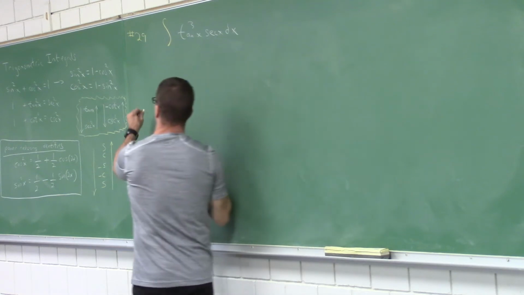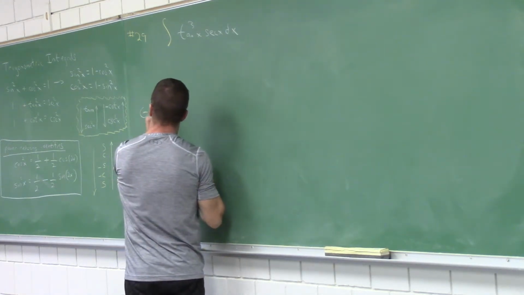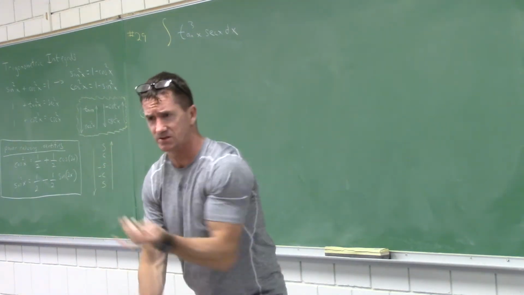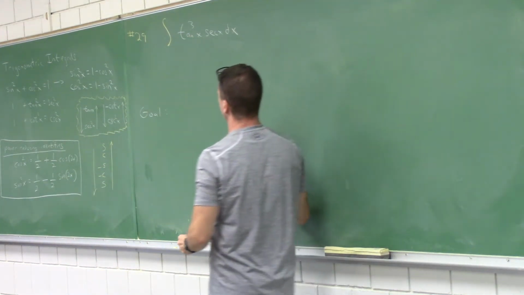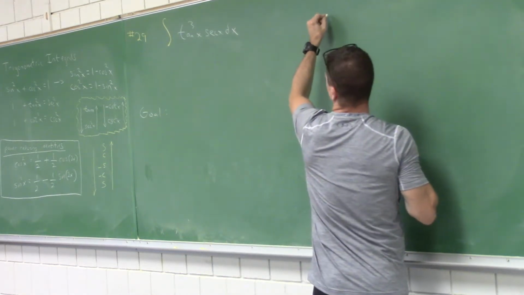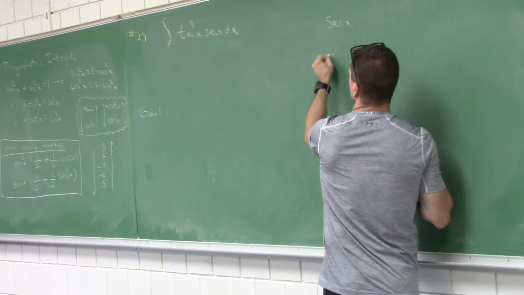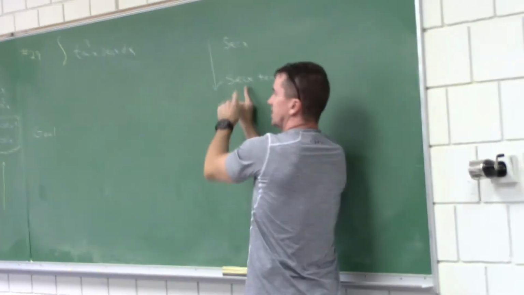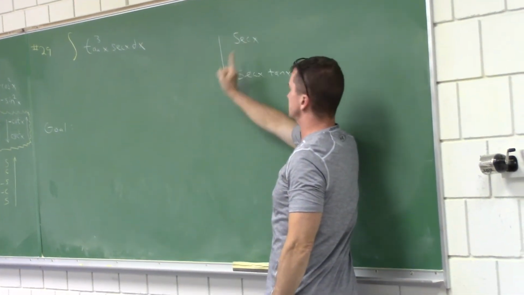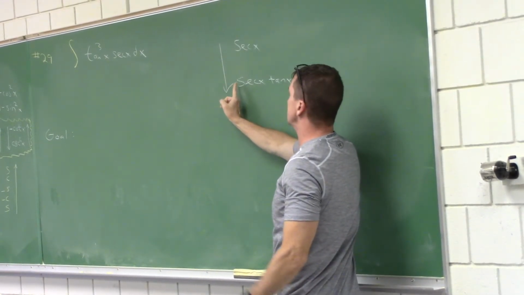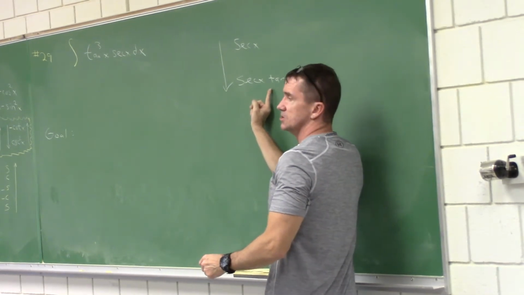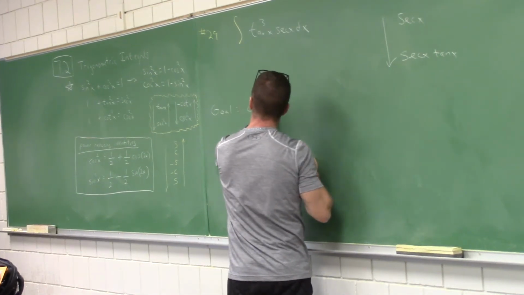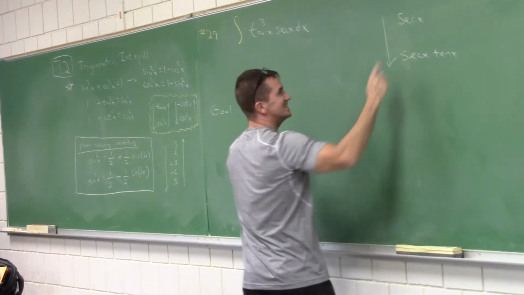What's our goal this time? Before we wanted one lonely sine of x, or one lonely cosine of x, right? What's great about tangents and secants, what's the derivative of secant of x? Secant x tangent x. This is the derivative of secant of x. If y equals secant of x, then y prime would be secant of x tangent of x. So one great goal is to get one lonely, not just secant of x, this thing.